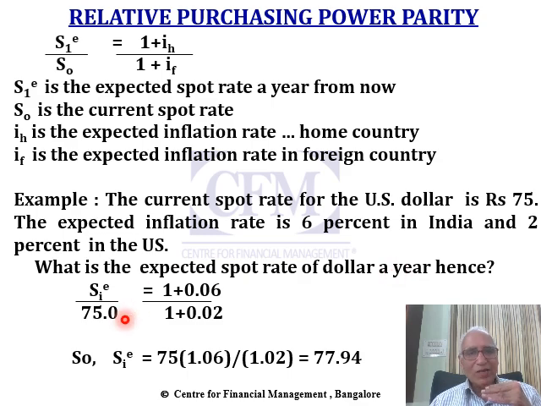We have the values for SO, which is 75, IH, which is 0.06, IF, which is 0.02. Plugging in these values, we find that the expected spot rate for dollar a year hence is 77.94, which means dollar would appreciate vis-a-vis Indian rupee. The reason is inflation rate in India is higher than the inflation rate in the US.